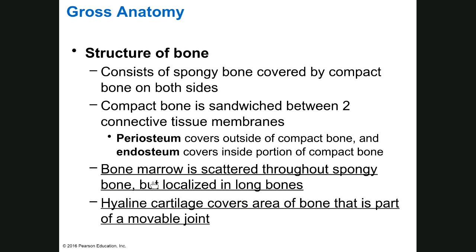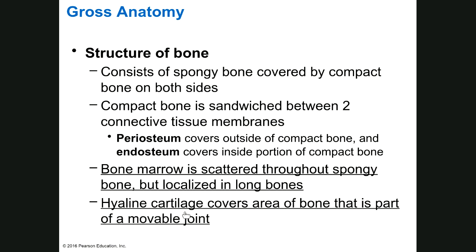As mentioned, bone marrow is scattered throughout spongy bone. It's a little more localized. Again, we'll find that spongy bone localized to the ends of long bones, where you find red bone marrow, and just an area right in the center of long bones where you find yellow bone marrow. But if we're dealing with a flat bone, you're going to deal with bone marrow being scattered.